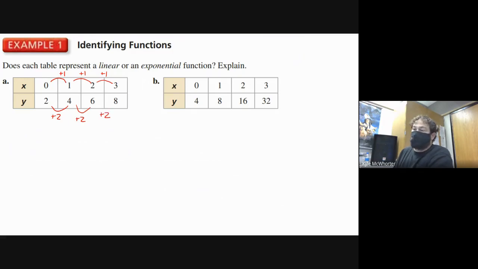So this would be a constant rate of change. The y value is changing by the same amount each time. It's going up by 2 each time. So this one is linear. The constant rate of change looks like addition over and over again, right? Adding 2 to the y value every time.